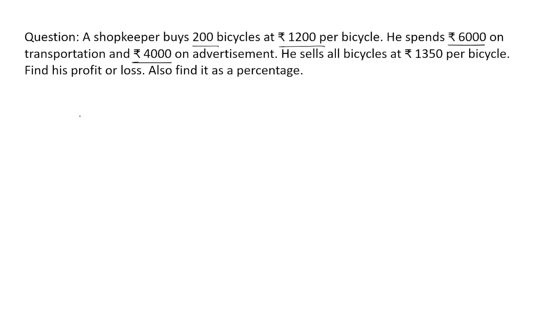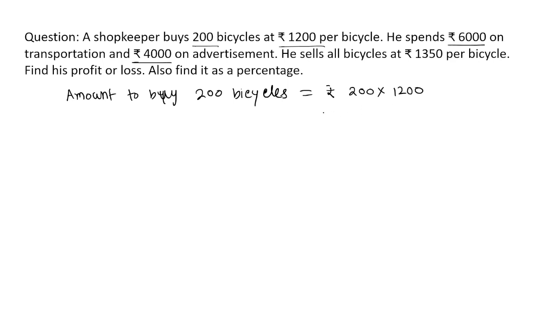The amount to buy 200 bicycles equals rupees 200 into 1200, and this is 2,40,000. So this much amount he spends for buying.